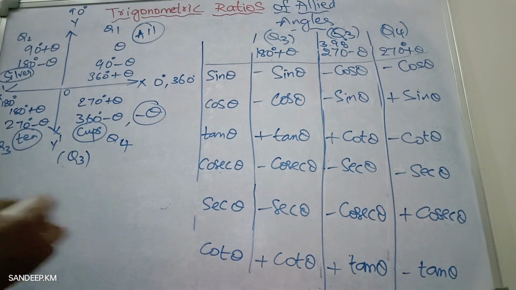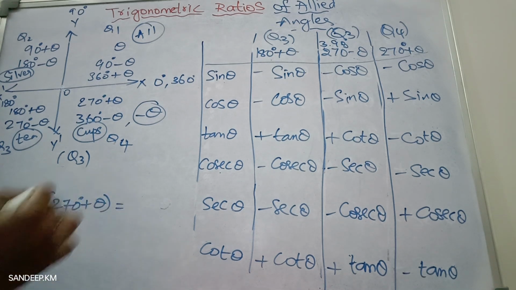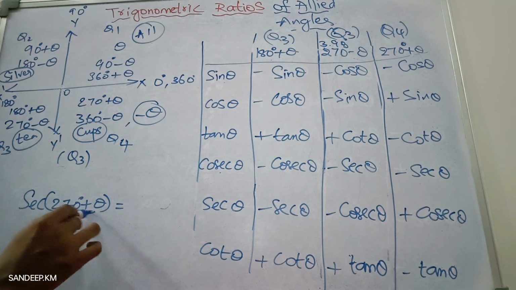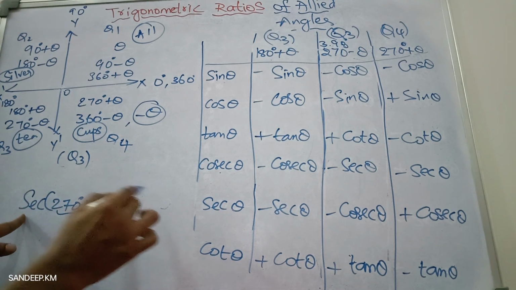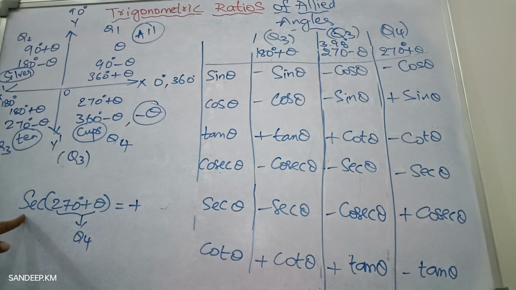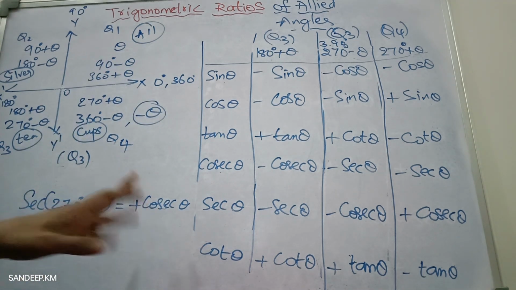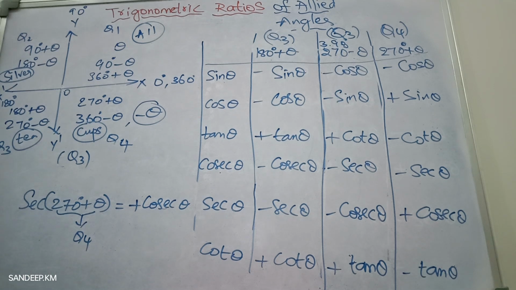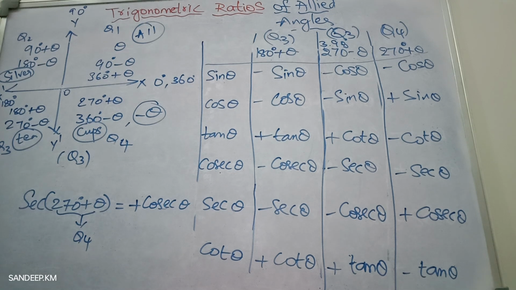Which means, for example, we have secant of 270 degrees plus theta. As we know, 270 plus theta is an angle in the fourth quadrant. In the fourth quadrant, secant is positive because cos is also positive. And 270 is an odd multiple of 90. So therefore, secant will become cosecant theta. So secant of 270 plus theta is plus cosecant theta. This is how you can understand. Now let us see the trigonometric ratios of 360 minus theta, 360 plus theta, and also minus theta.